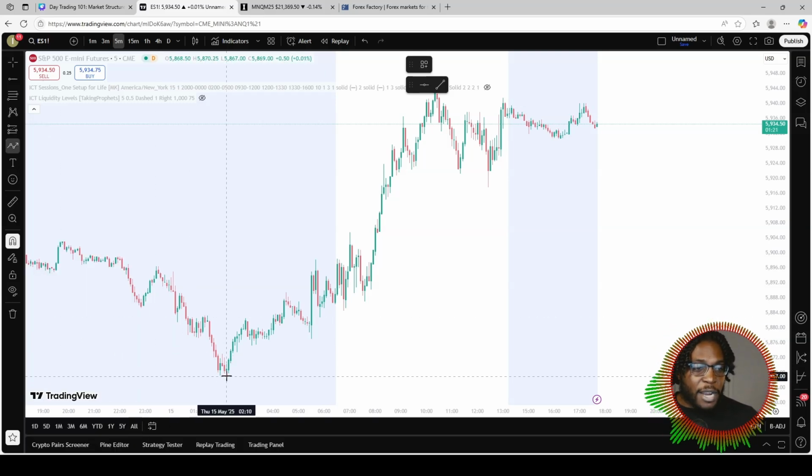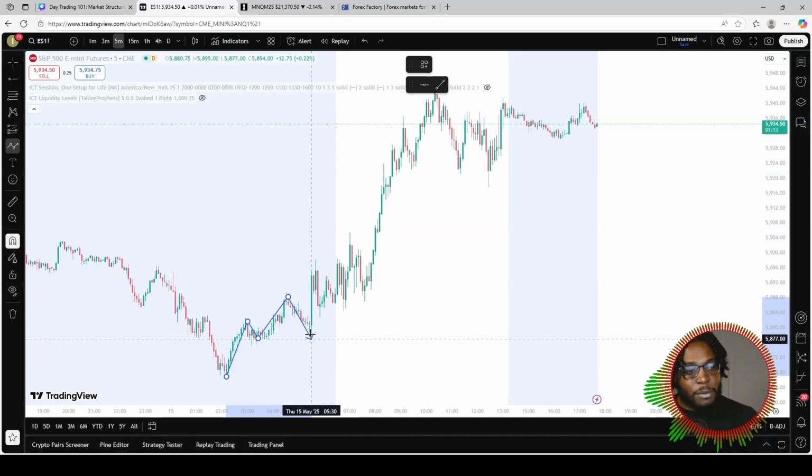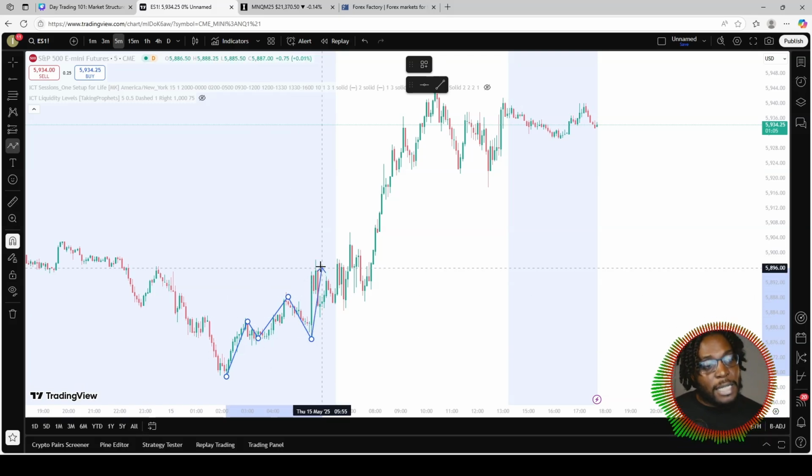If we started from right here, boom, we came up, we made a high, then we made a low, then boom, we made another high, then we come down and make a higher low. So we don't come down and sweep the previous low. We get close, but we don't sweep it technically, right? So after that, we go and take out the high and make a higher high.